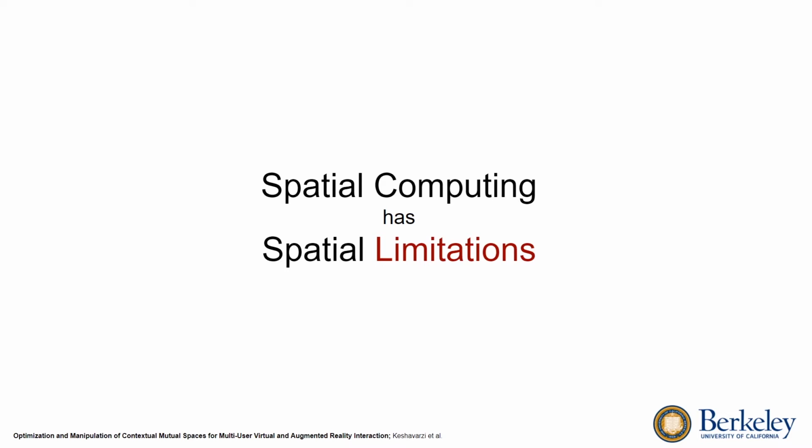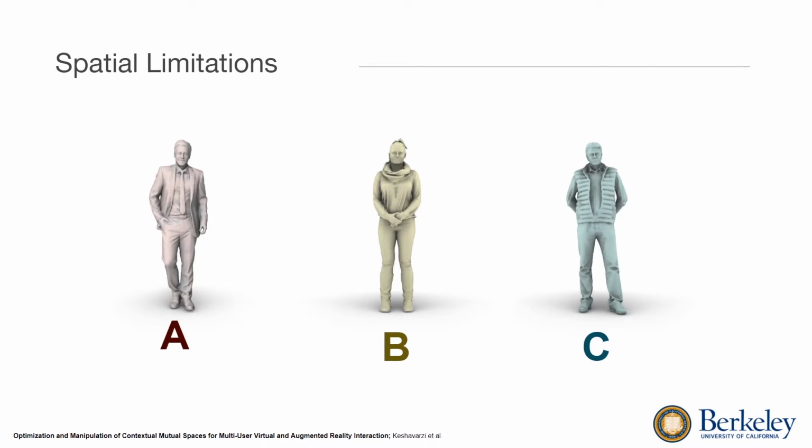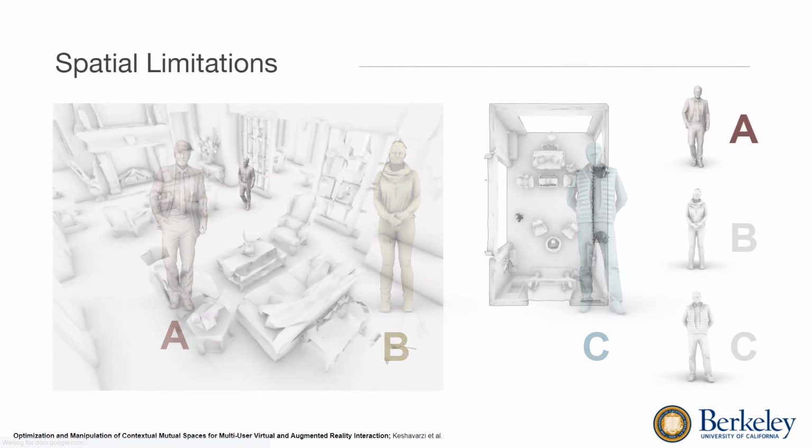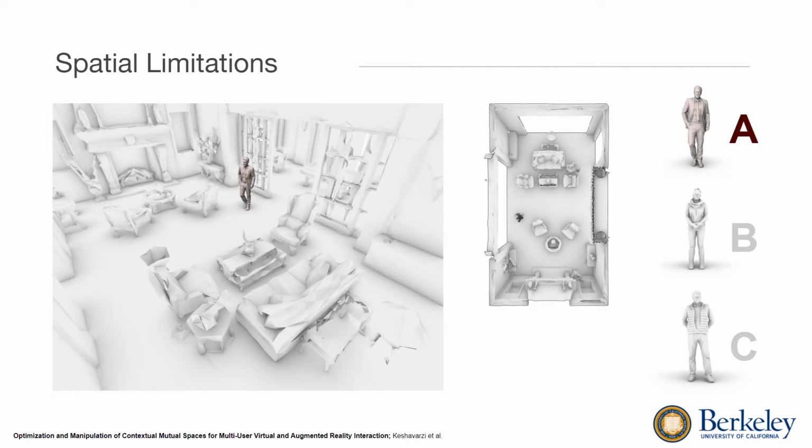So let me open this up a little more. Say we have 3 individuals wanting to hold a remote telepresence call with each other. User A in red, user B in yellow, and user C in blue.